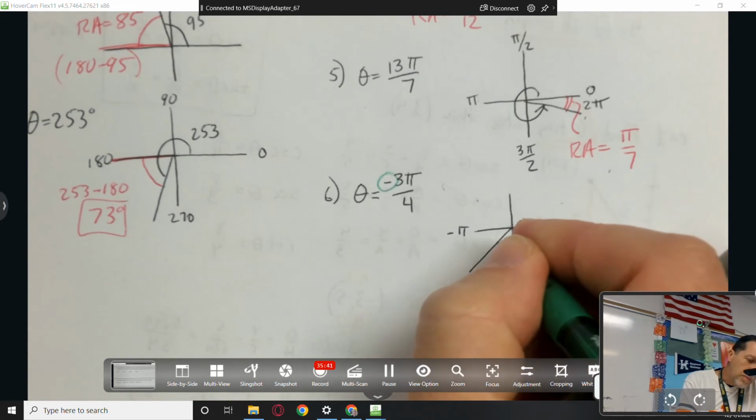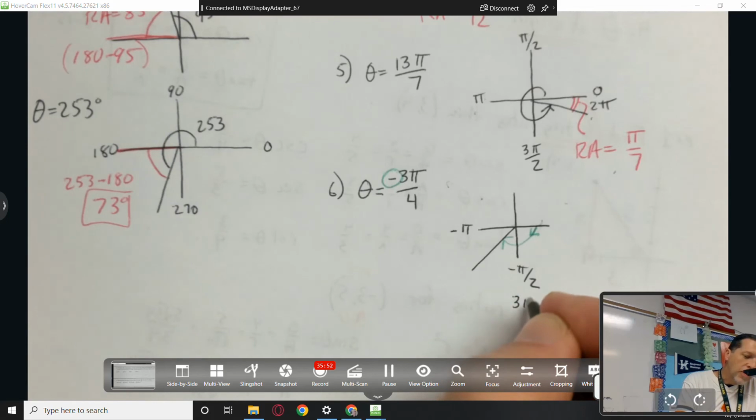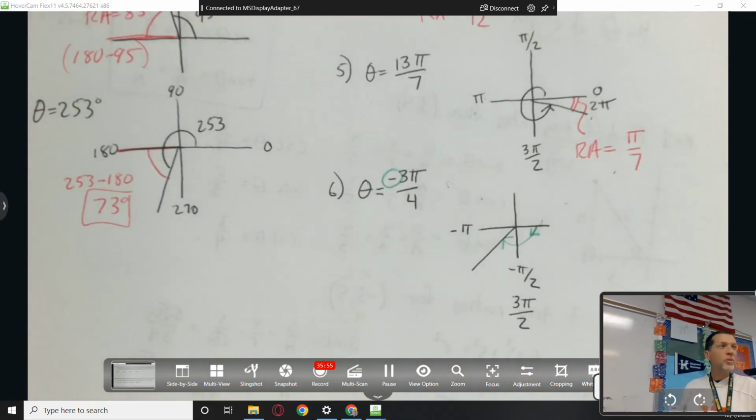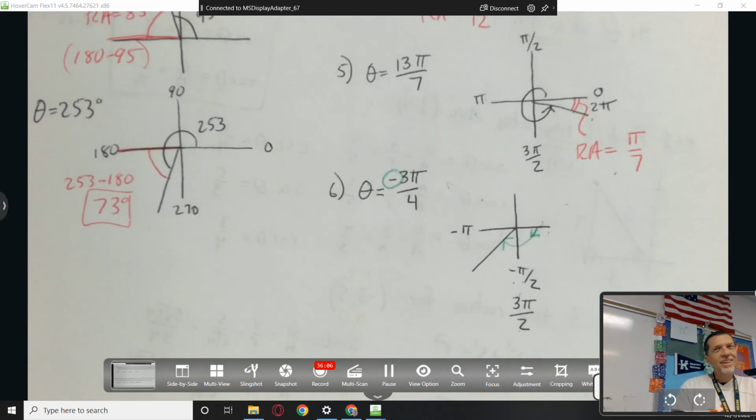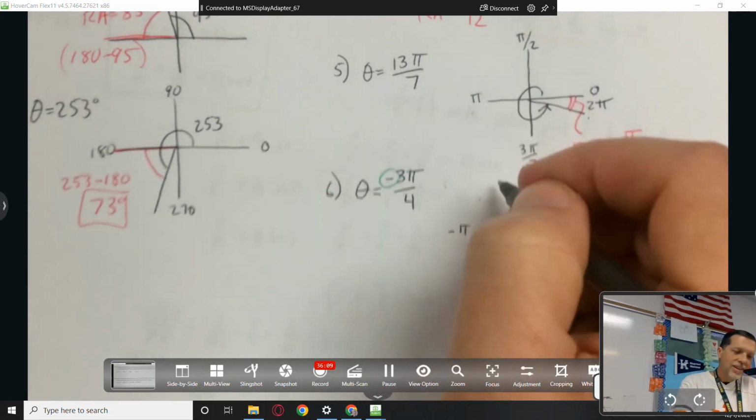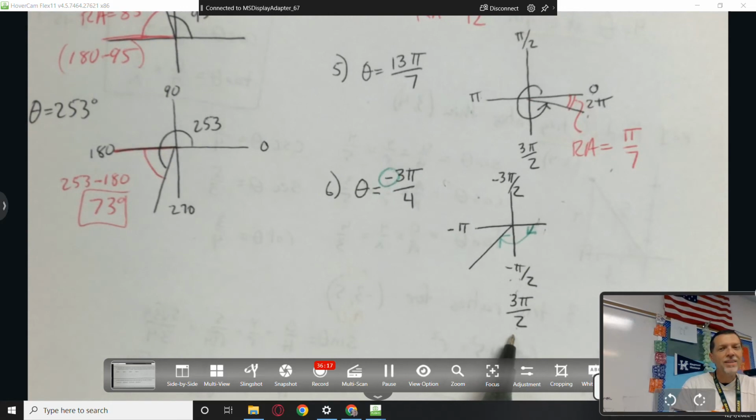Reference angle? Wait, why is it not 3 pi over 2 at the bottom? Well, it is. 3 pi over 2 and negative pi over 2 are coterminal from yesterday's. But I didn't want to label it as 3 pi over 2. I wanted to label it as negative pi over 2 because I'm trying to think backwards. So now the top is negative 3 pi over 2 because we're going backwards. It's still 3 pi over 2 at the bottom. You're right. But negative pi over 2 is the same place.